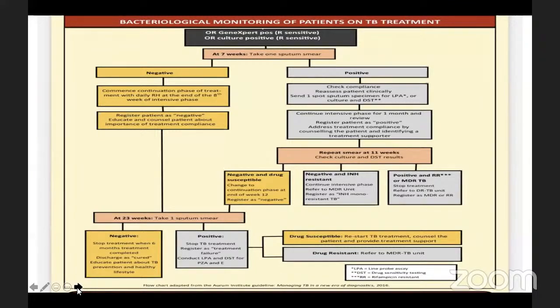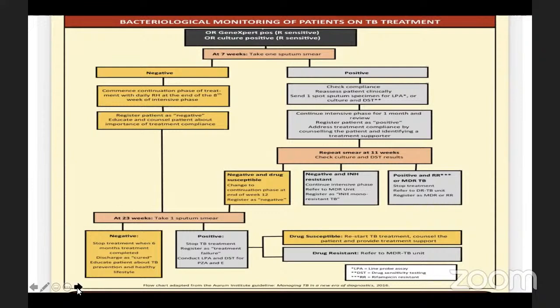And then after that 7-week test, also at 23 weeks, this is for a negative patient. At 23 weeks, again, you will repeat the sputum smear. And if the patient is negative, then you stop treatment when 6-month treatment is completed, and you discharge the patient as cured. You educate the patient about TB prevention.